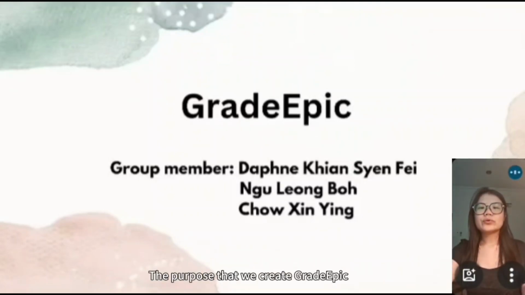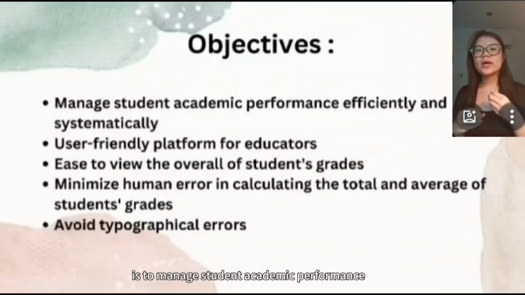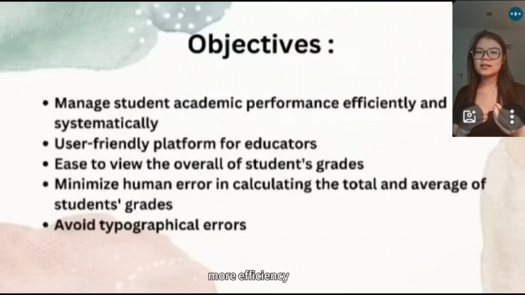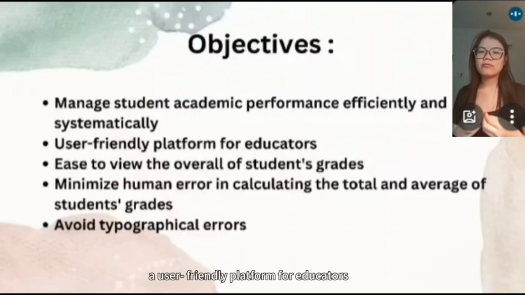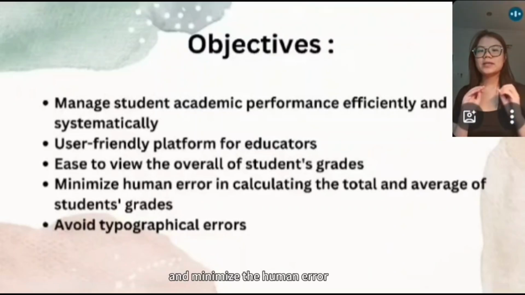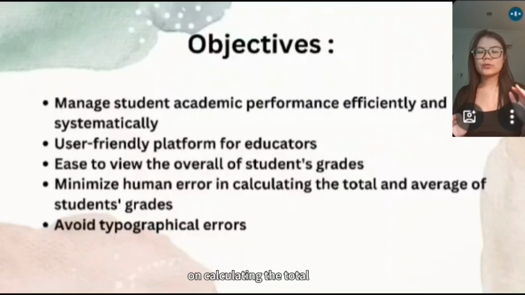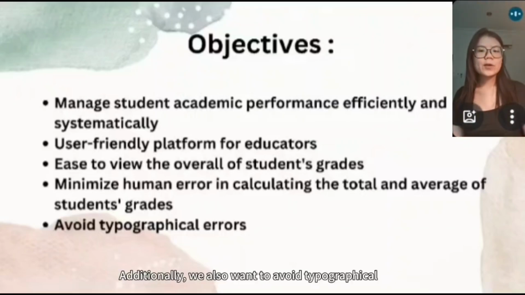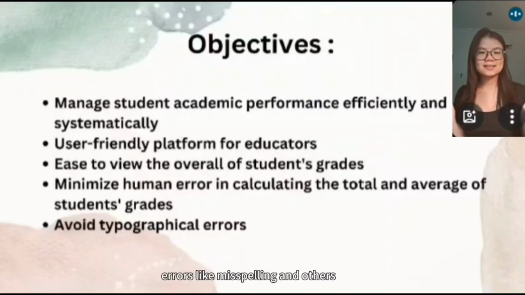The purpose of creating GraphIt is to manage student academic performance more efficiently and systematically. We wanted to build a user-friendly platform for educators so they can easily view the overall student grades. Besides that, we also want to save time and minimize human error in calculating the total and average of student grades. Additionally, we want to avoid typographical errors like misspelling and others.